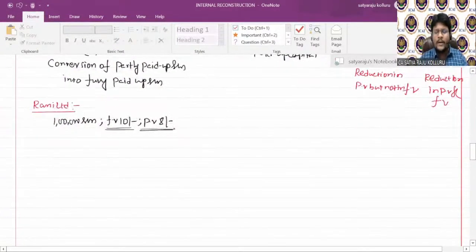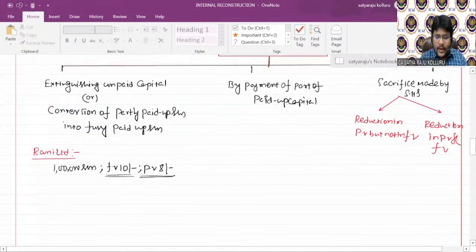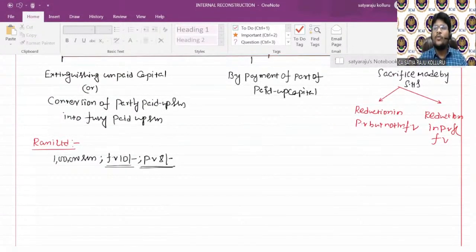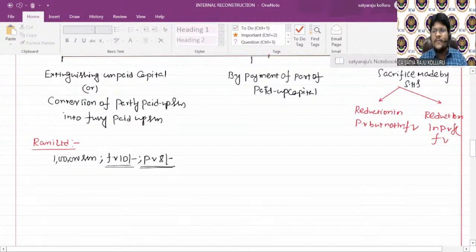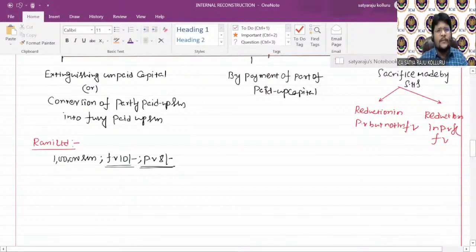Now at that point of time, sir, how is a reduction of capital possible? The existing paid up capital may be 1 lakh into 8, that is 8 lakhs. But how is the reduction of share capital possible? In future, the company has a right to call if the existing equity share is a partly paid up share. But if the existing partly paid up shares are converted into fully paid up shares, then the company will not have a choice to make a call. So this is nothing but a reduction in the call money only. So reduction of capital in the future only.